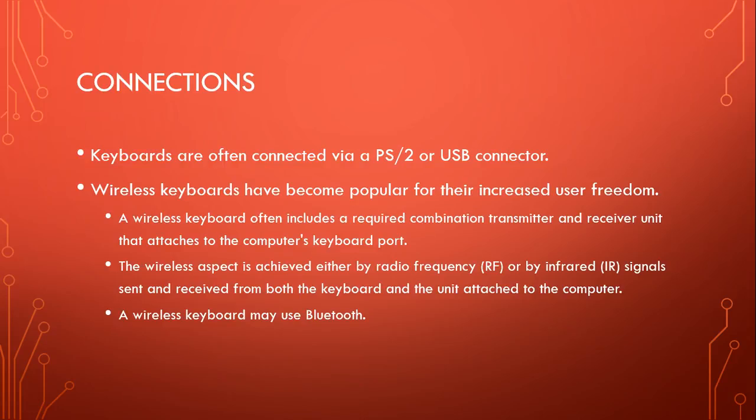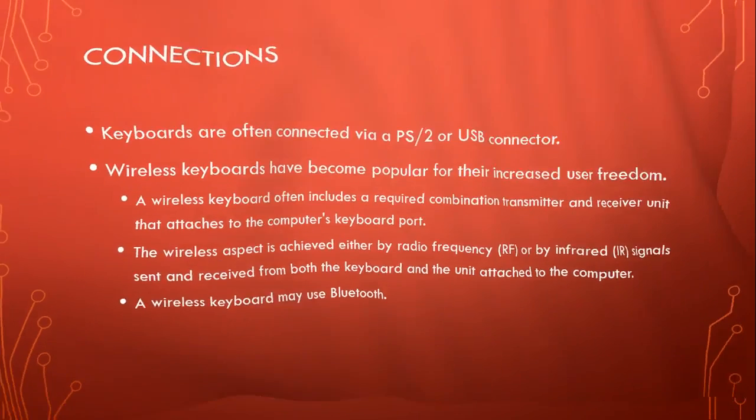Now, a wireless keyboard also includes a required combination transmitter and receiver unit that attaches to the computer's keyboard port. Typically, you'll have a wireless RF module that you plug into one of your USB ports, and your keyboard will have a transmitter on it that will broadcast to that. The wireless aspect is achieved either by radio frequency, RF, which I already mentioned, or it's going to use infrared signals, IR, which are sent and received from both the keyboard and the unit attached to the computer. There is one other option: they could also use Bluetooth. However, with Bluetooth, you run into a lot of potential security issues. And if you have any kind of interference, that might interfere with the Bluetooth signal, that could be another concern.